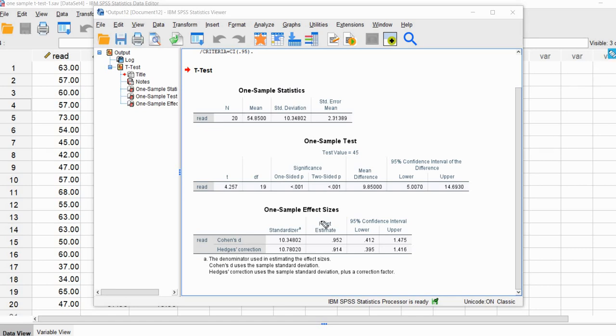Now, we can also go down to our output with effect sizes. The point estimates given right here are for Cohen's d, and then we also have Hedges' g, the point estimate for that. Conventionally, at least within the social and behavioral sciences, Cohen suggested the following values for making a judgment concerning the magnitude of the effect that we're looking at.